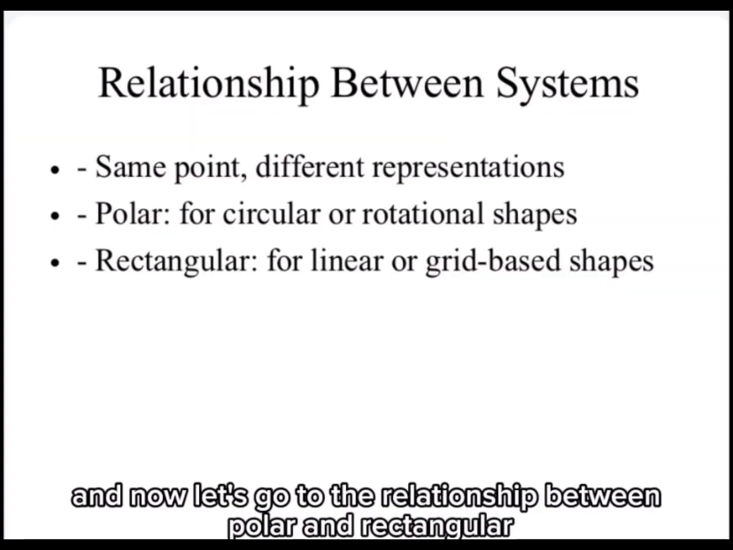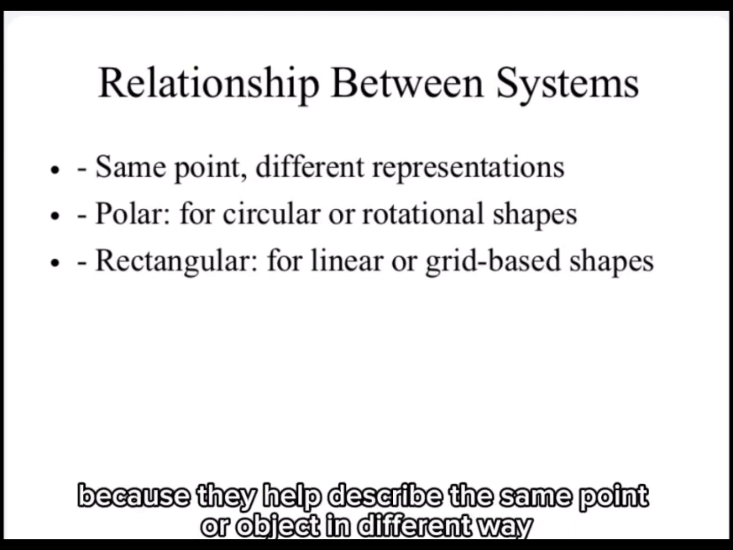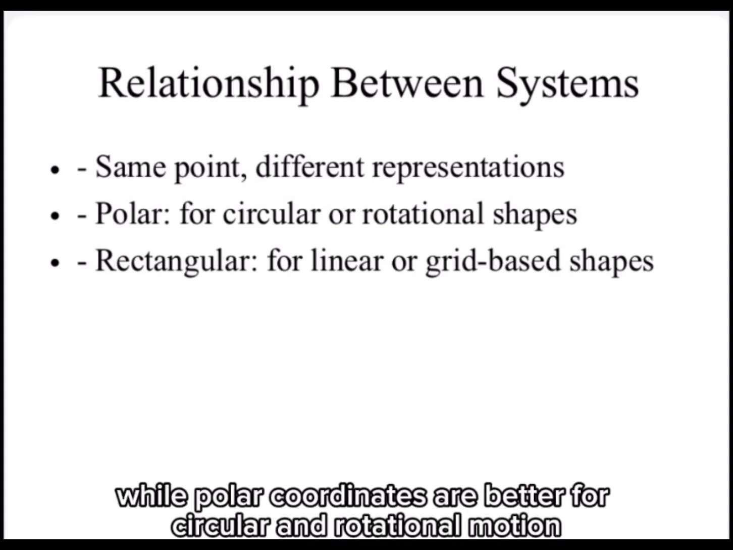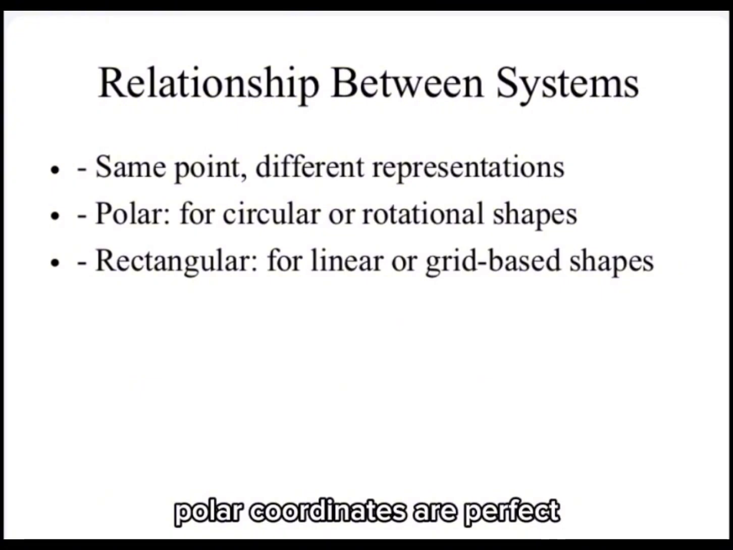And now, let's go to the relationship between polar and rectangular. You might be wondering why we learn both. They help describe the same point or object in different ways. Rectangular coordinates are better for straight line motion, while polar coordinates are better for circular and rotational motion. Think of a drone. If it is flying in a spiral, polar coordinates are perfect.